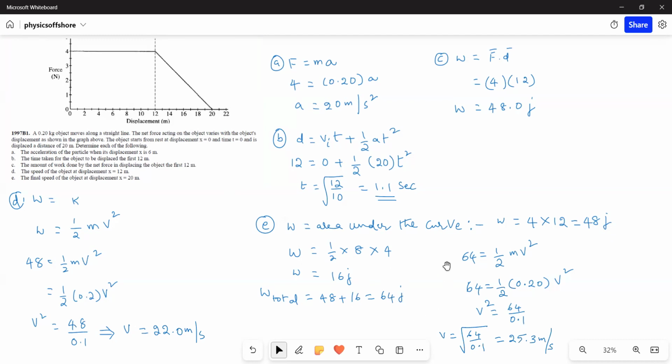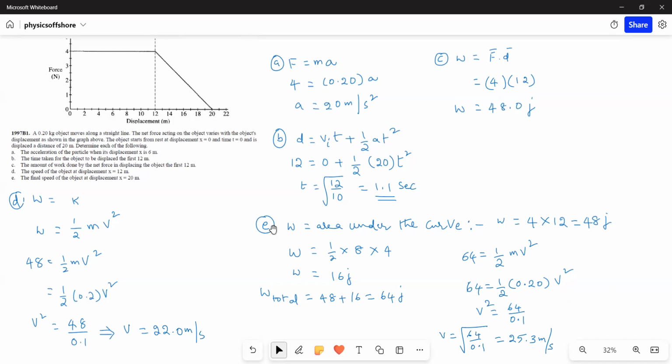Now this 64 joules is equal to kinetic energy. So 64 equals half m v squared. Therefore, v squared is equal to 64 divided by 0.1. When we plug in the values, we get this value, and the final velocity v is 25.3 meters per second.